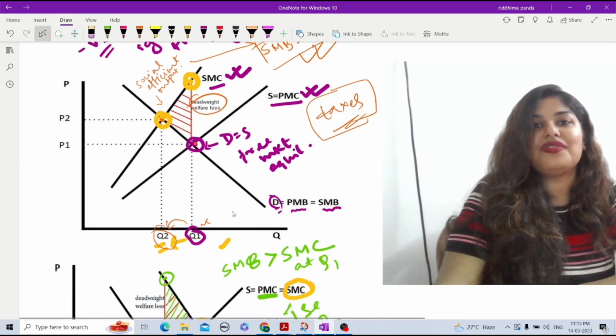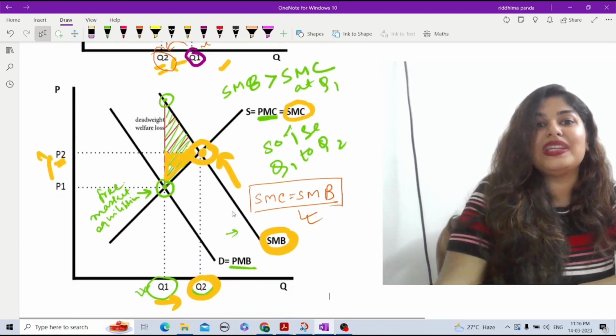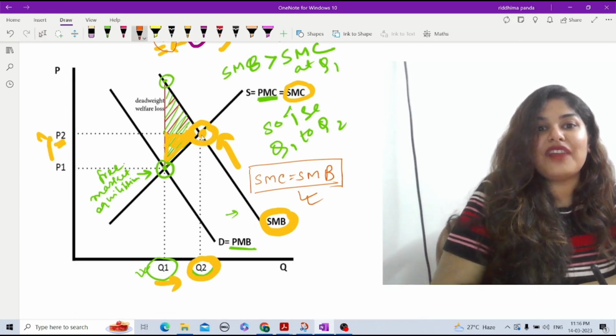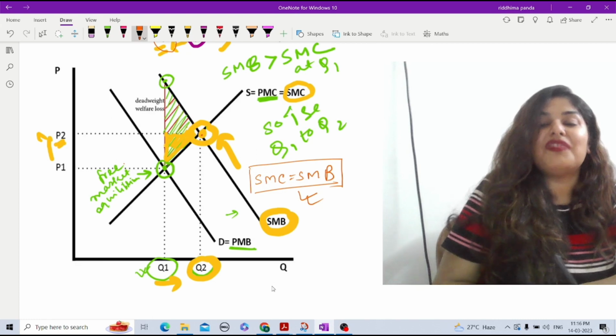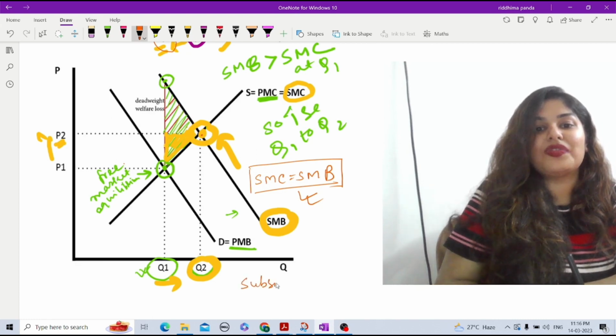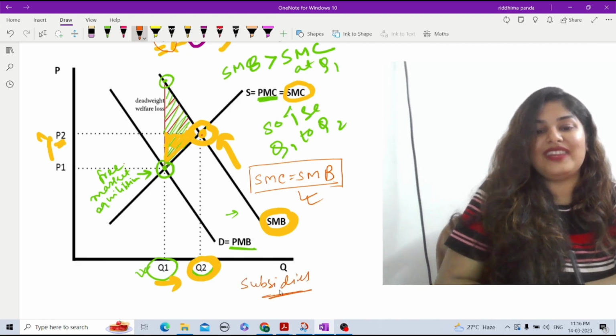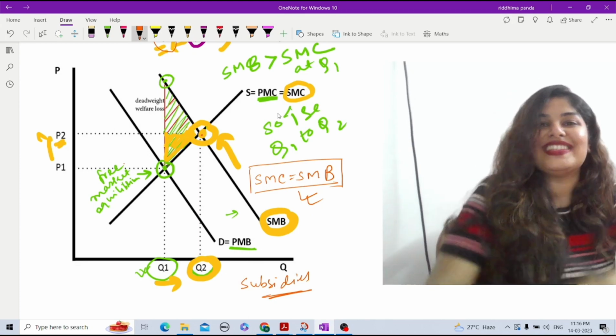Similarly, in case of positive externality, where production should be increased so that we can reach the efficient point, that is the optimal point, government can intervene in terms of giving subsidies for producing more. So this is the answer.